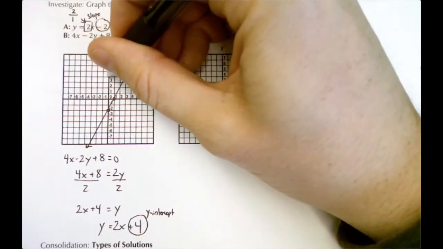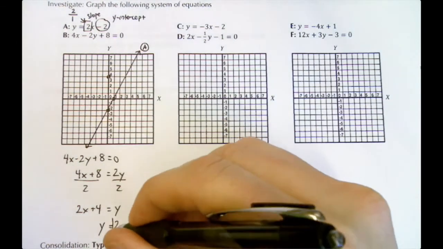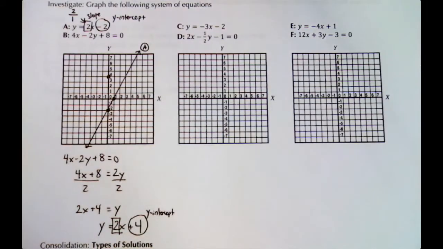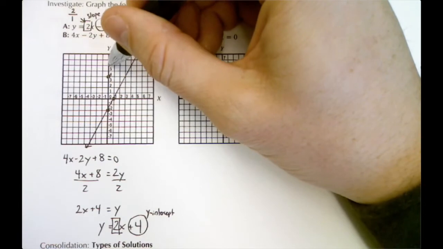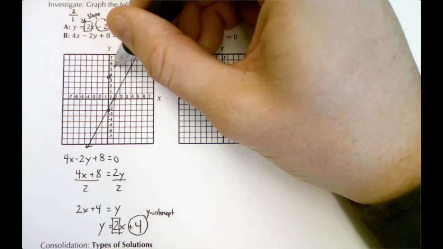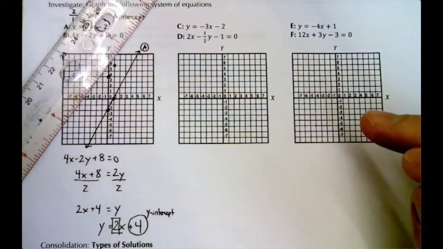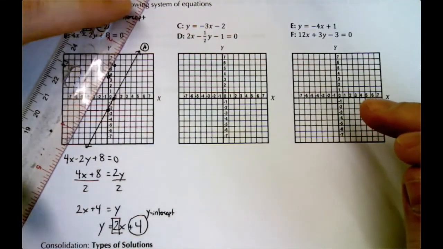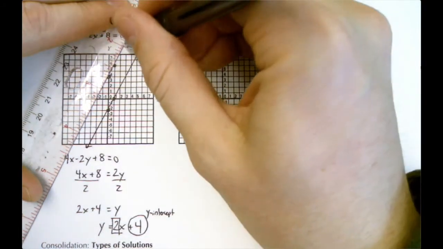So starting at 4 on the y-axis, and 2 is my slope. So that's again the 2 over 1. So I'm going to go up 2, over 1, draw a point. And I've got another dot. 2 dots is enough to draw a line. So I'm going to take my 2 dots and a ruler, connect them, and I'm going to draw a line.